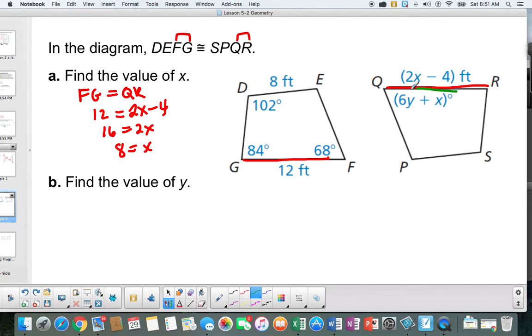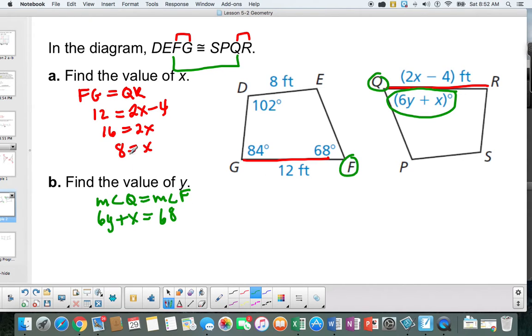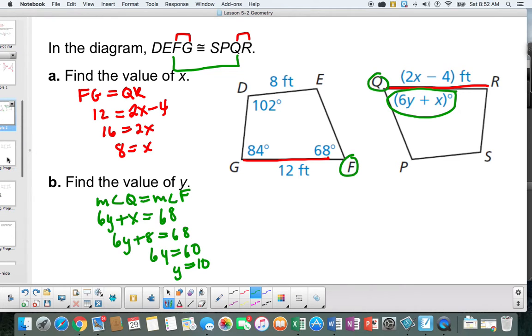Now y is occurring right here, and it is in angle Q. And angle Q has to go with angle F. So the measure of angle Q has to equal the measure of angle F. And Q is 6y plus x, and F is right here, which is 68. Now remember, we just finished finding what x is, so I can go ahead and put 8 in here, which will help me find y. So 6y is 60, and therefore y is equal to 10. So the correspondence is what helps drive what sides and what angles are congruent to each other.